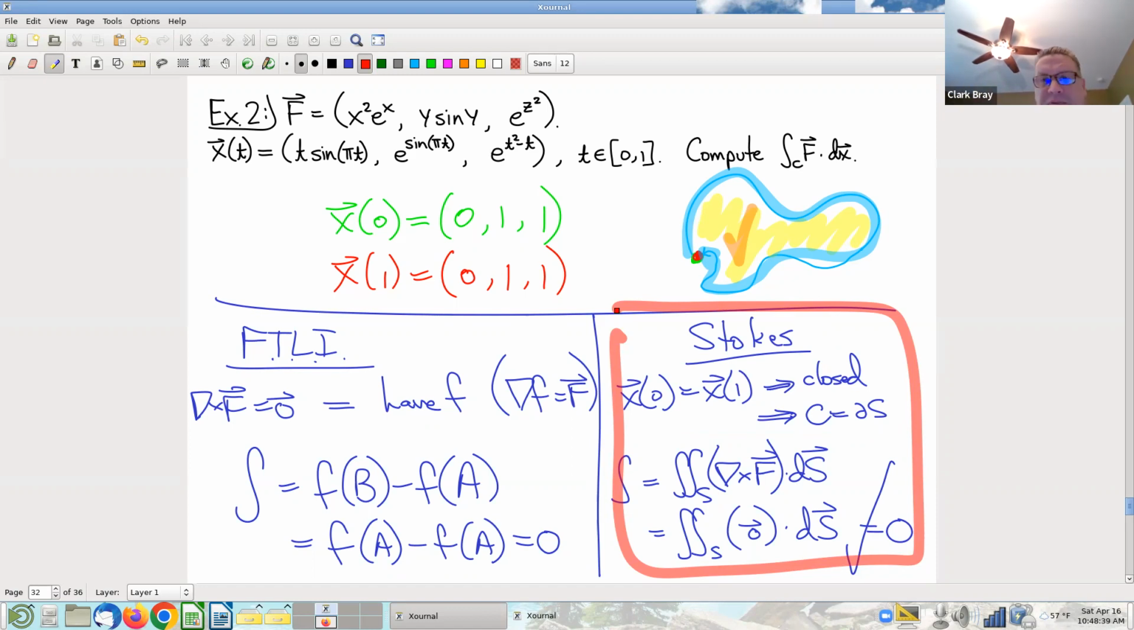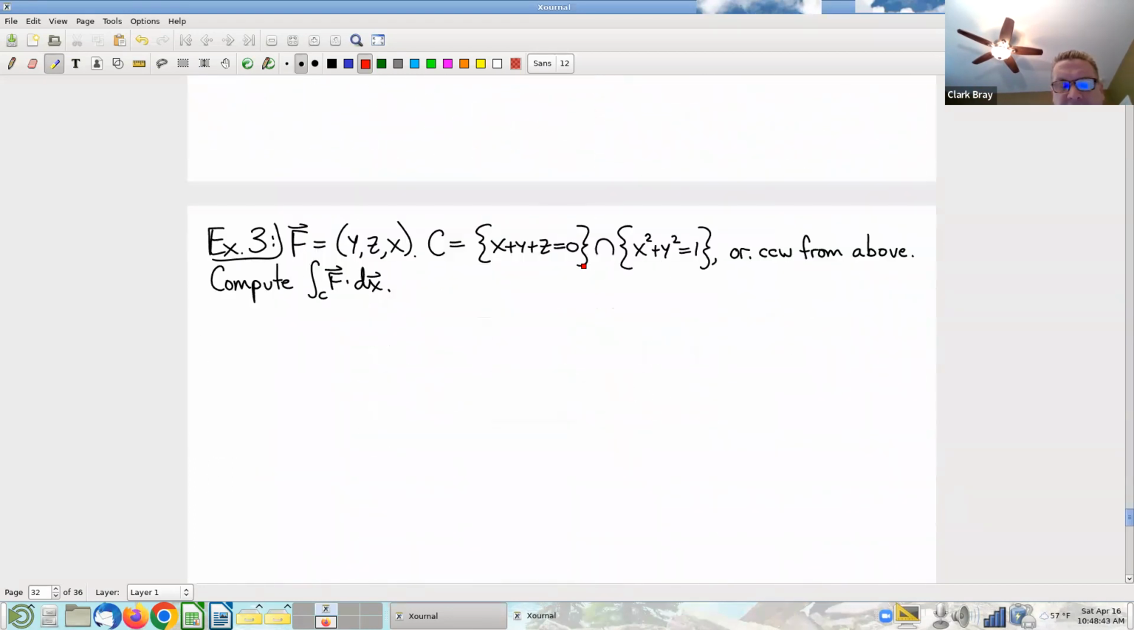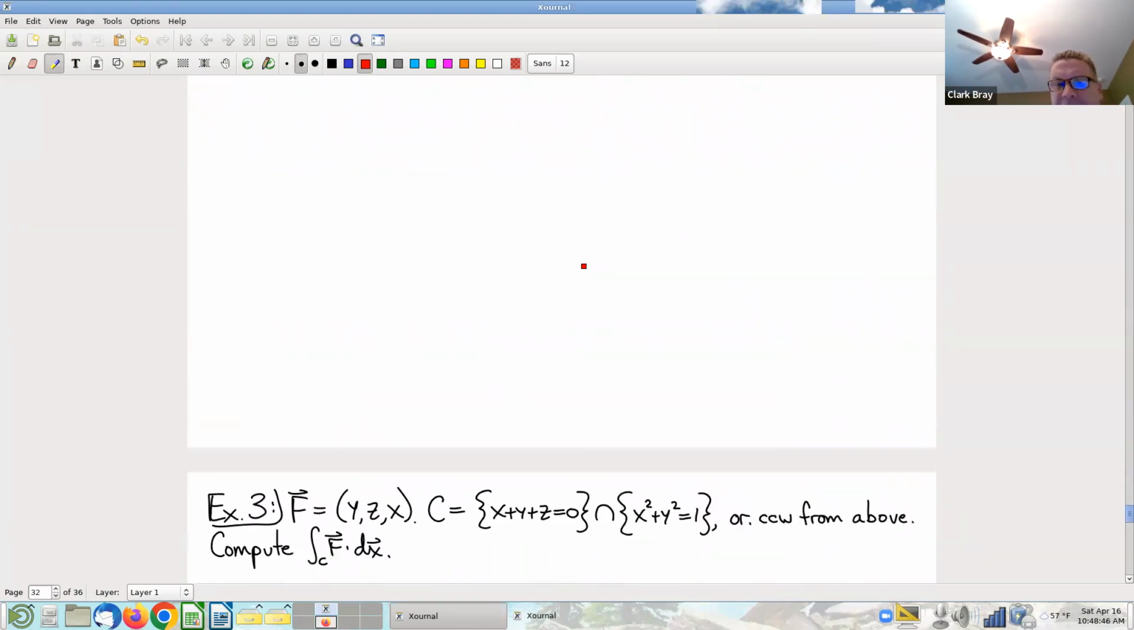Okay, so I'm going to stop this recording here. We've discussed these first two examples, and I'm going to go on with the next recording and talk about examples 3 and 4. Okay.